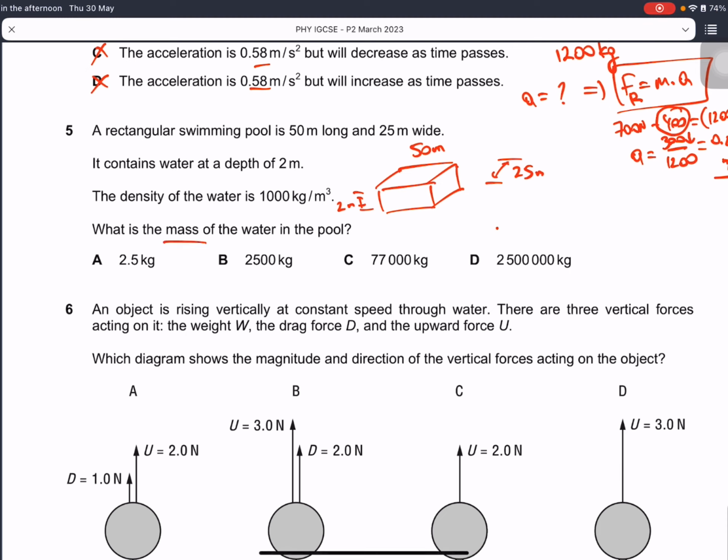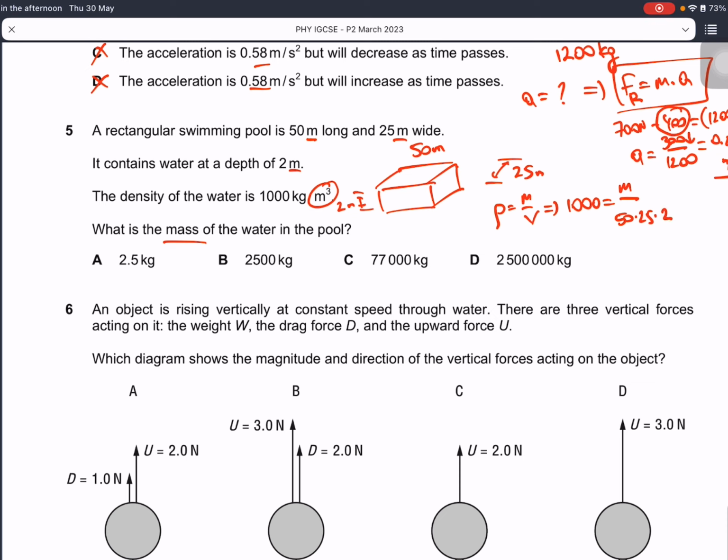Well, we'll use the density formula, mass over volume, here. So density is going to be 1000. Mass is the question. Volume is going to be what? Well, we should be a little careful here about the units. Meter given, meter, meter, meter. No problem. 50 times 25 times 2.